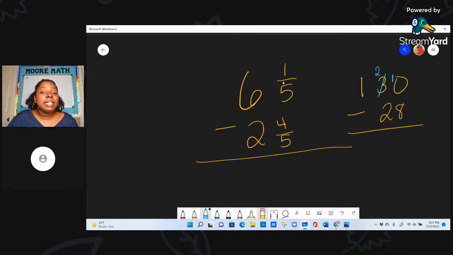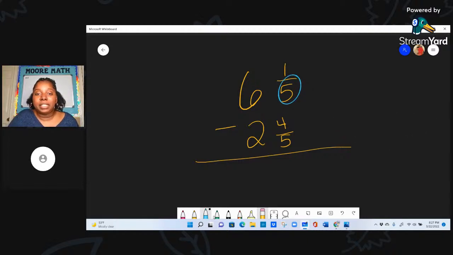Okay, so we're going to be doing the same thing. We're going to borrow. Because they have the same denominator, which is great. They're making our life easy, right? So everything stays the same denominator. We're not worried about it. But it's that numerator. Can I do 1 minus 4? No. So I'm going to have to borrow from this whole number.